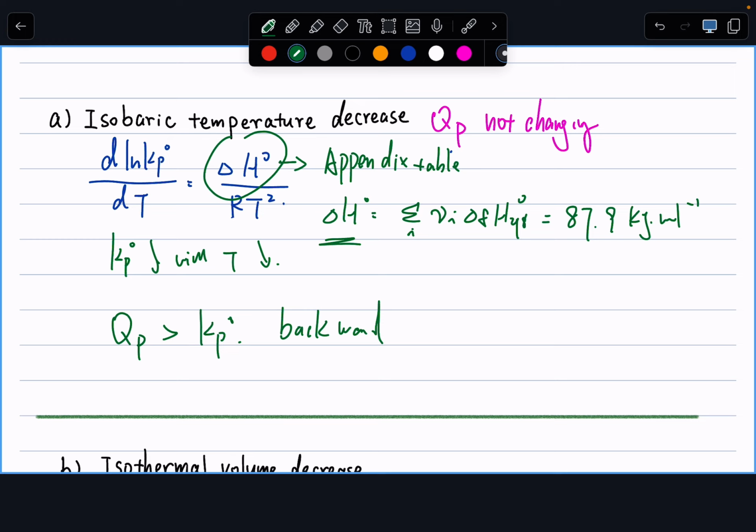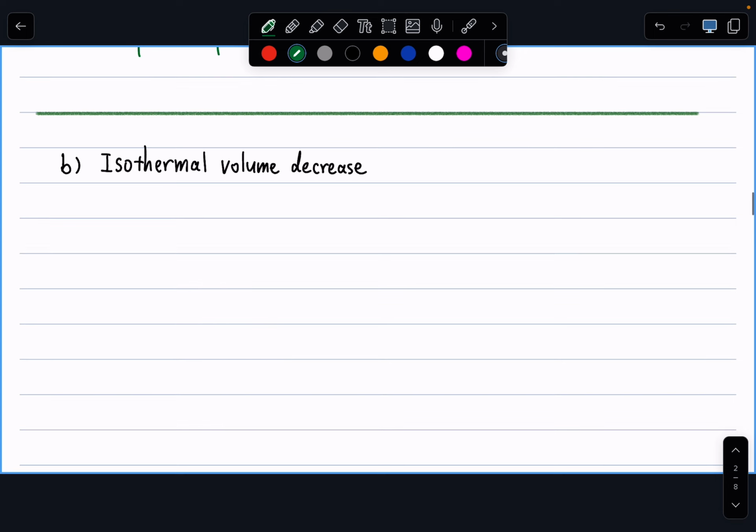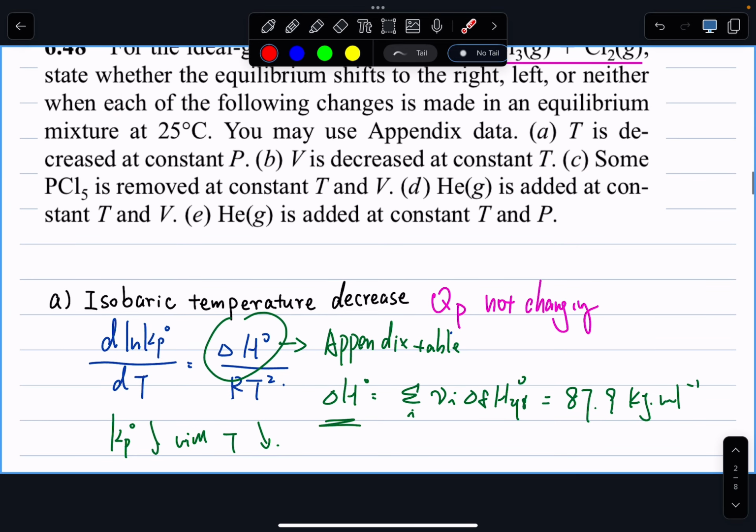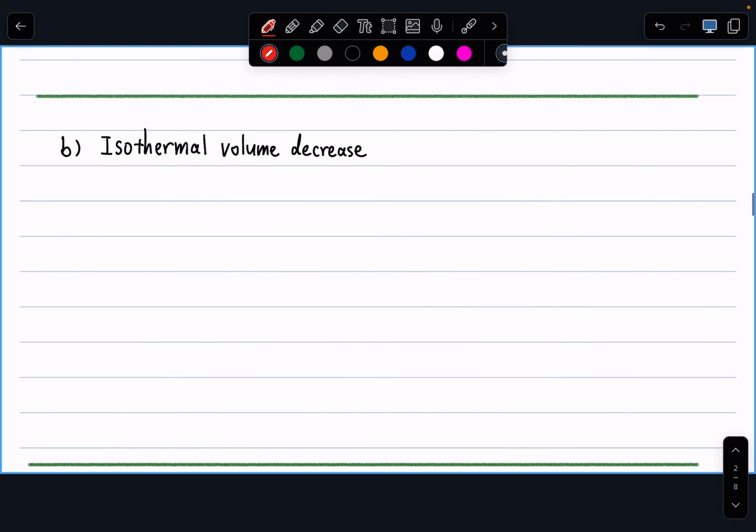All right. That's our first question. Second question, we have our isothermal volume decrease. If we read it together, it says volume is decreased at constant temperature, so I translate that into isothermal volume decrease. Instantaneously, for isothermal, you can write down my Kp not changing. So my equilibrium constant is not changing.